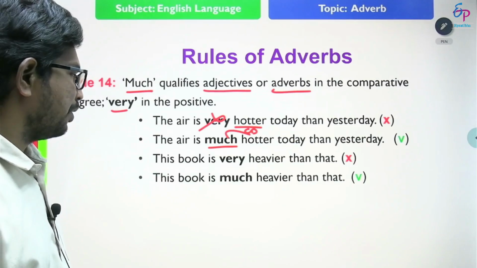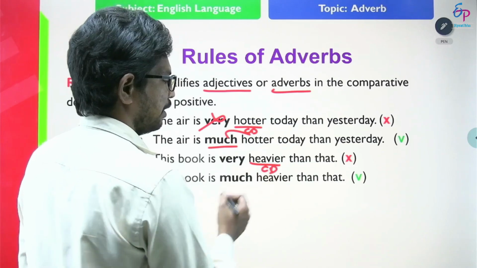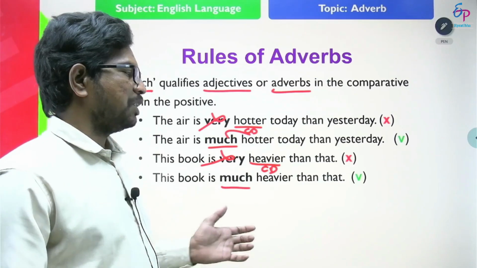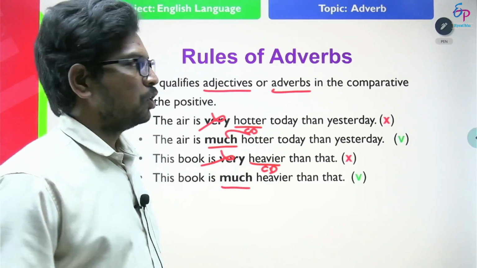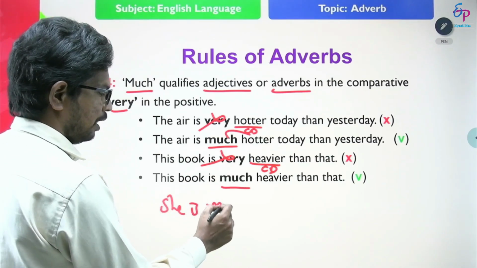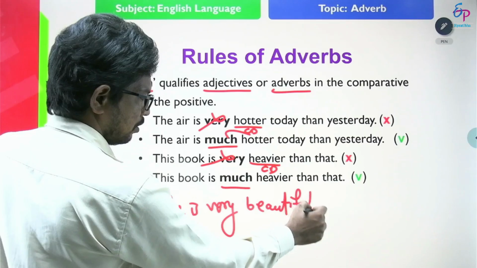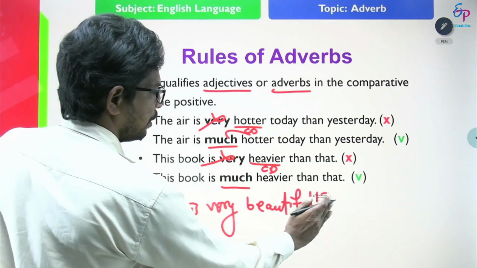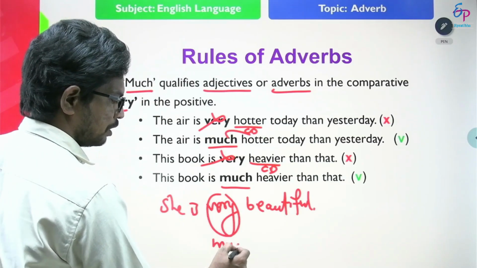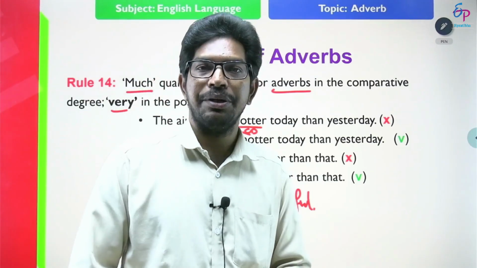See one more example and find the error. "This book is very heavier than that." Here "heavier" is the comparative degree. So we should not use very before the comparative degree. We use much. "This book is much heavier than that" is correct. Where we use very: "She is very beautiful." Here much is wrong, very is correct. "She is much beautiful" is wrong. So we use very before the positive degree, and much before the comparative degree.